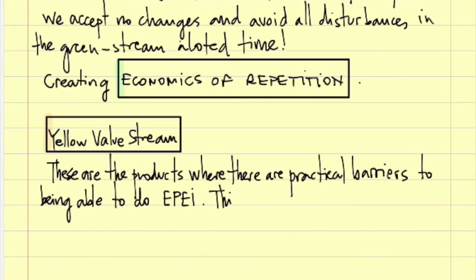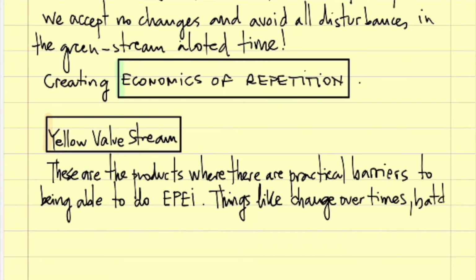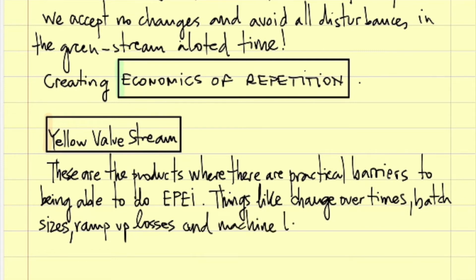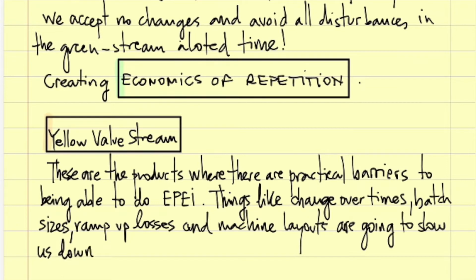Things like change over time, batch sizes, ramp up, losses, and machine layouts are going to slow us down, okay.